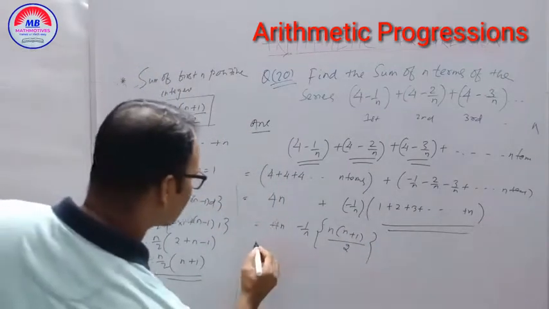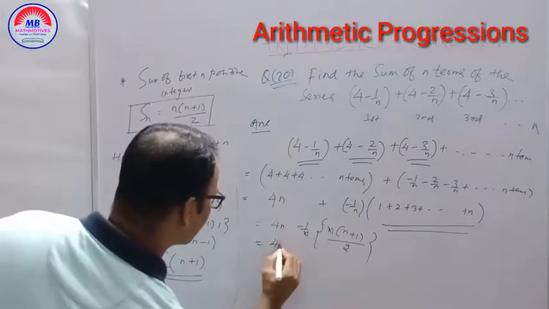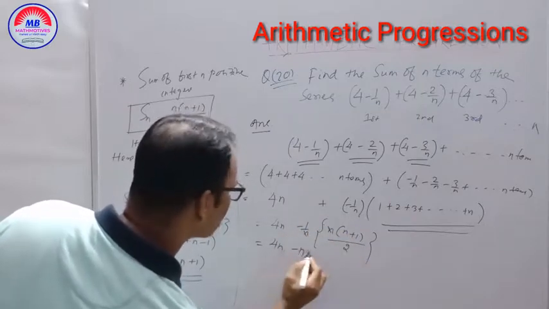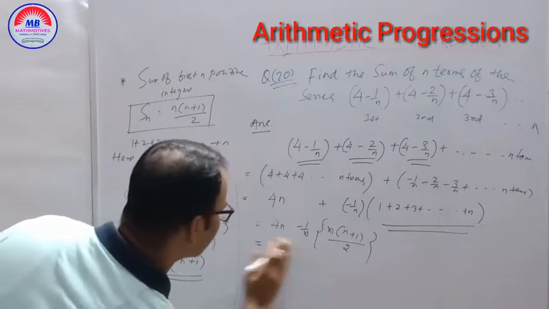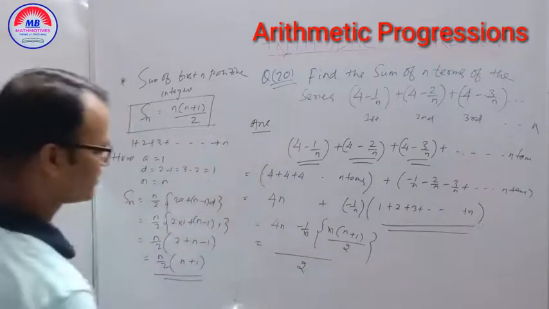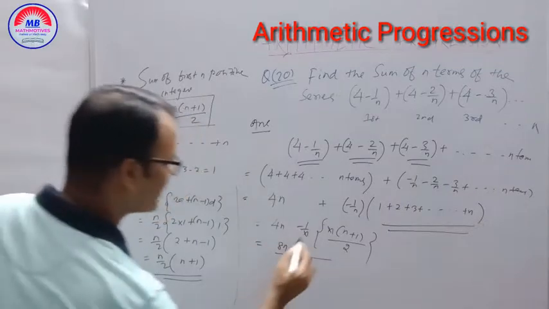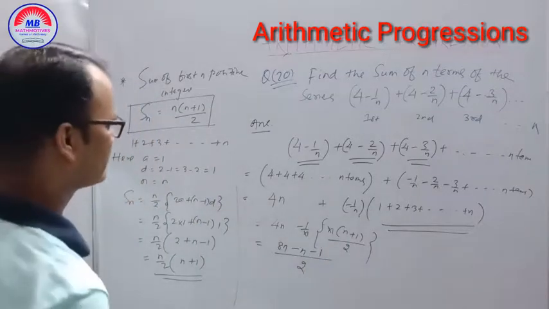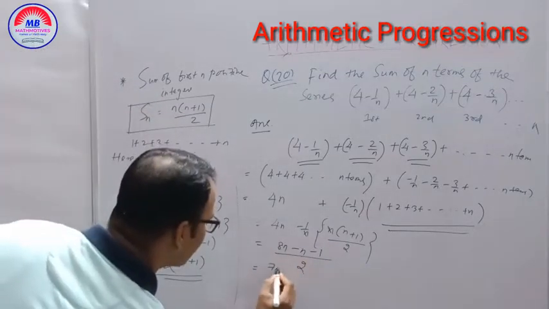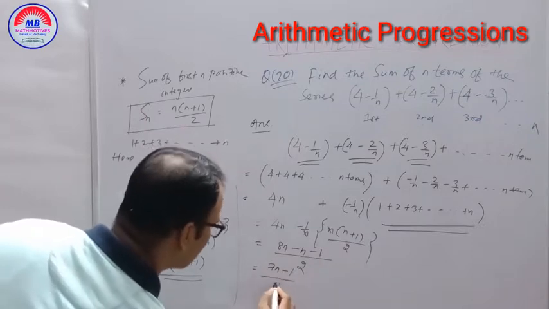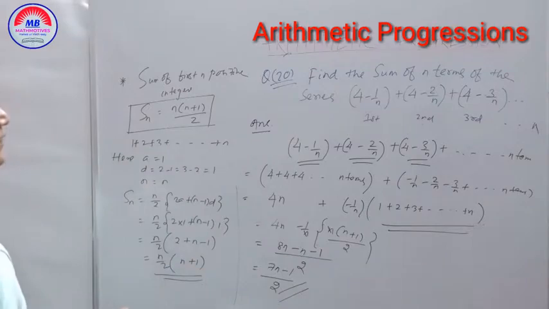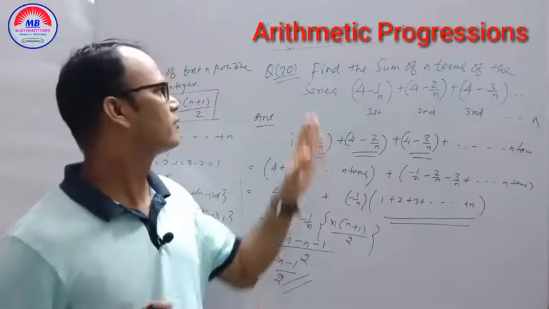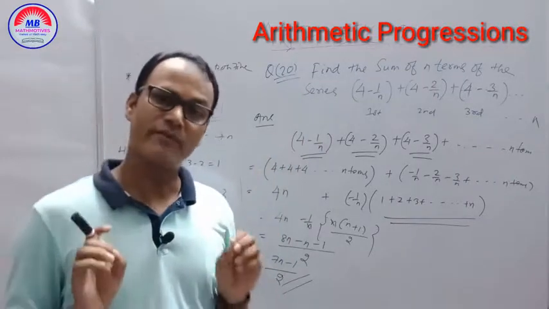Okay, you see n cancels, it is 4n minus 1 into n plus 1 by 2. So directly write and take LCM, 2 LCM. 2 into 4n is 8n, then minus 1 into n plus 1. Okay, then it is 7n minus 1 by 2. Answer: 7n minus 1 by 2.